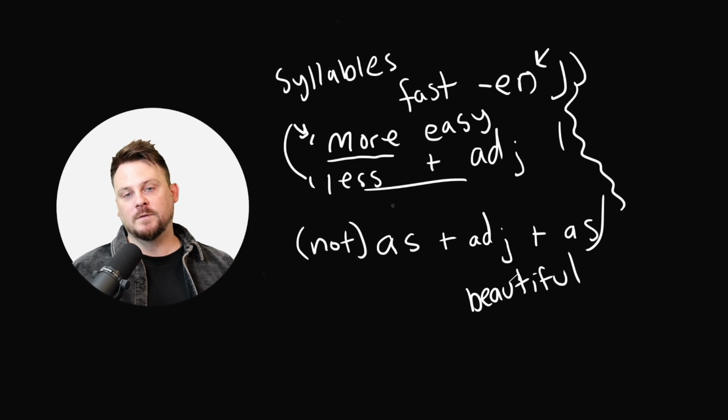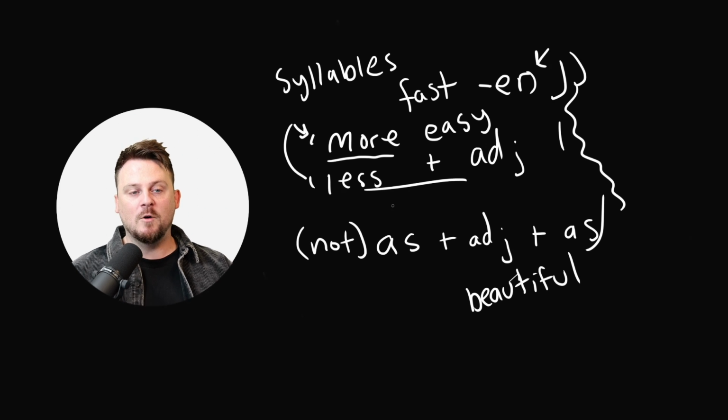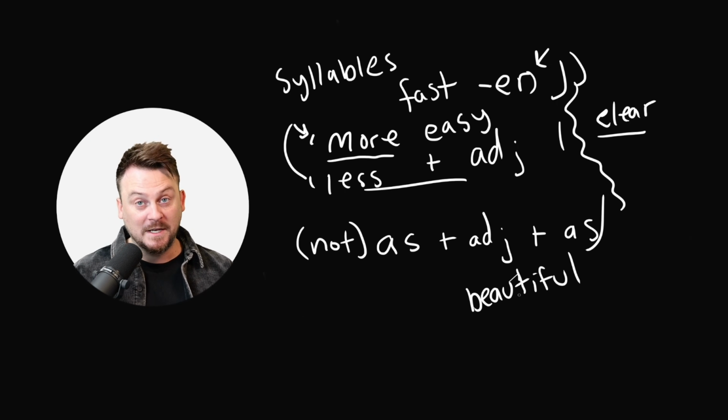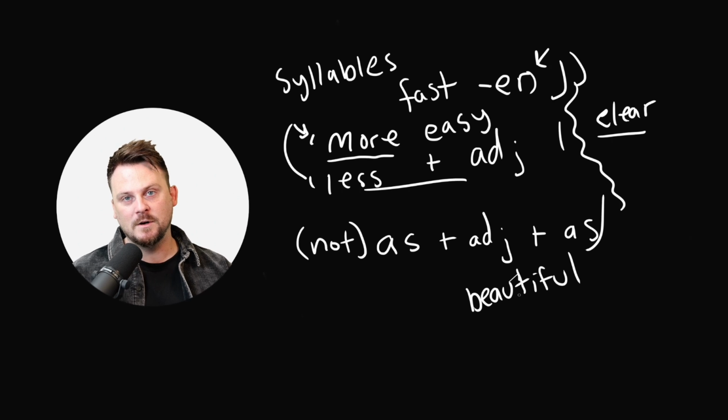Okay? So hopefully that answers the question. Now, what about exceptions? Yeah, there are exceptions. So, for example, I think a good exception is clear. The word clear, I often hear myself and others saying more clear. That's much more clear, instead of clearer. Normally we would say, oh, clear, that's a one-syllable word. Always add er. Well, a lot of people say more clear.